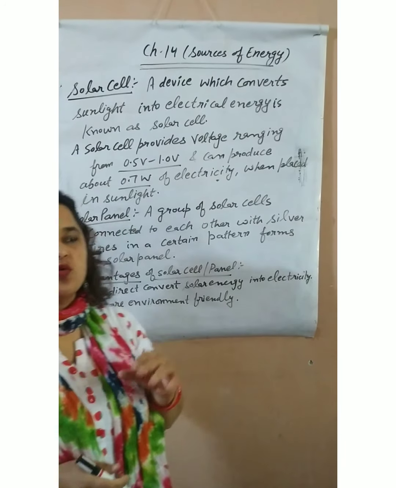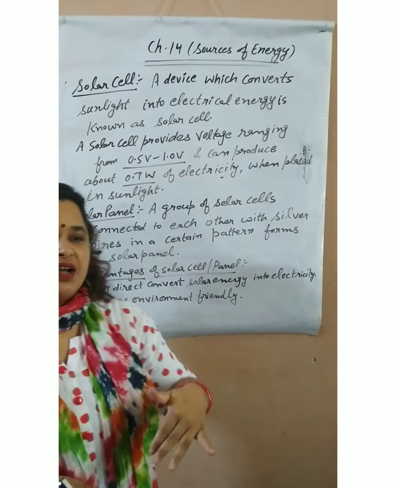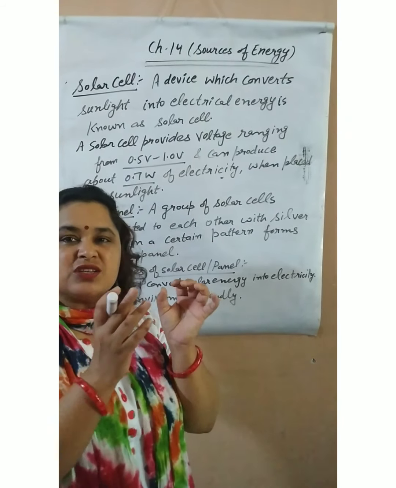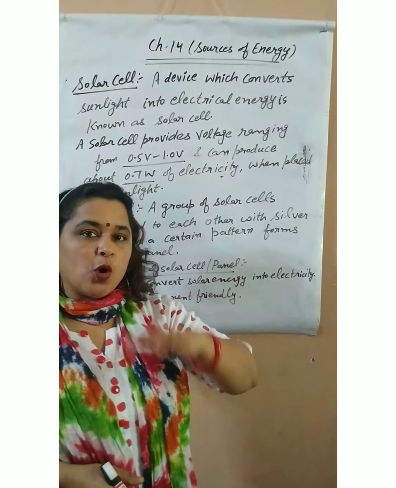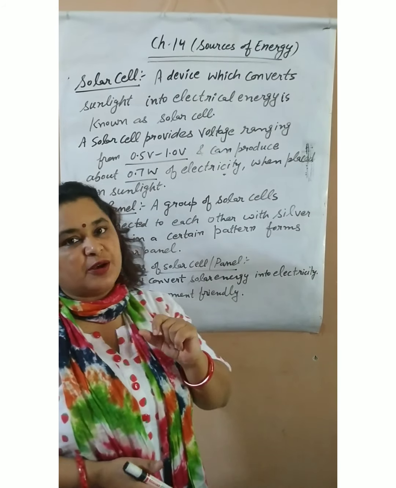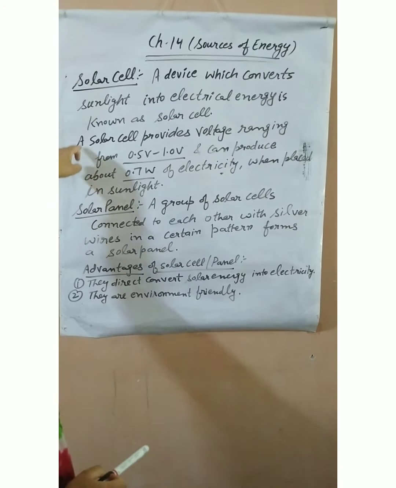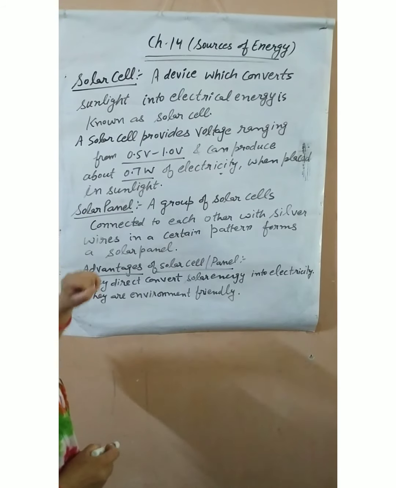As you know, solar cooker and solar water heater have their limitation that during night time or during a cloudy day they can't work, and moreover they utilize only heat. They can't convert that heat into electricity. To overcome this limitation, the solar cell was invented. So what is a solar cell? A device which is used to convert sunlight into electrical energy is known as a solar cell.